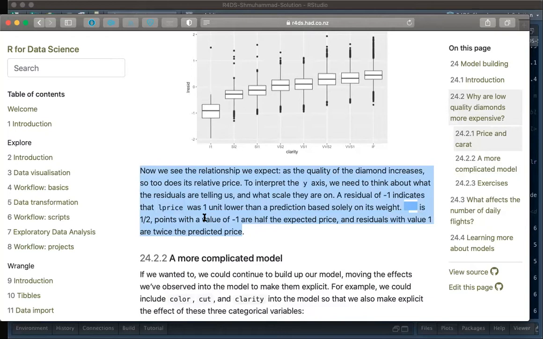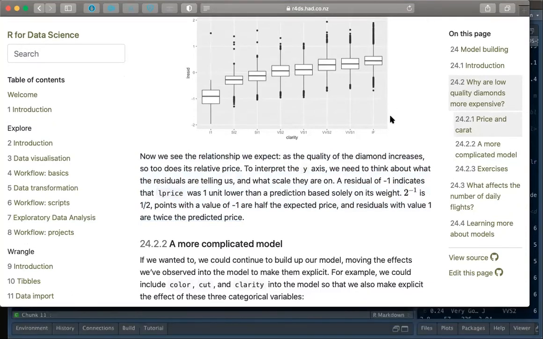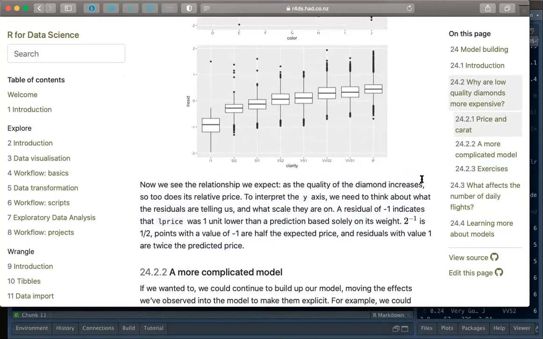So basically, we're looking at the residuals from the model. Our model was the red line that we saw earlier. A positive residual means that the actual price was higher than what the model predicted, and a negative residual means that the actual price was lower than what the model predicted, right?